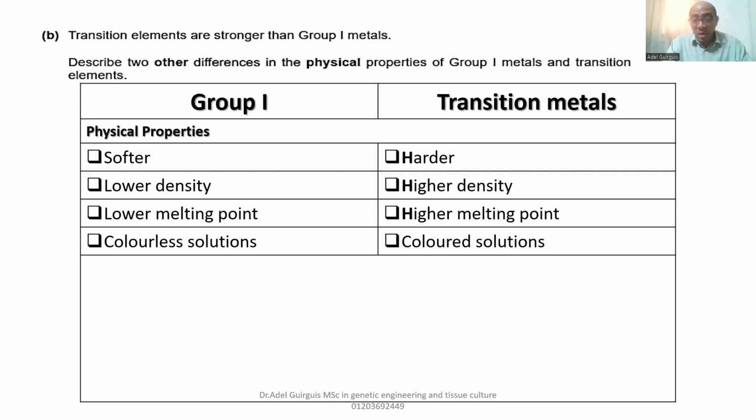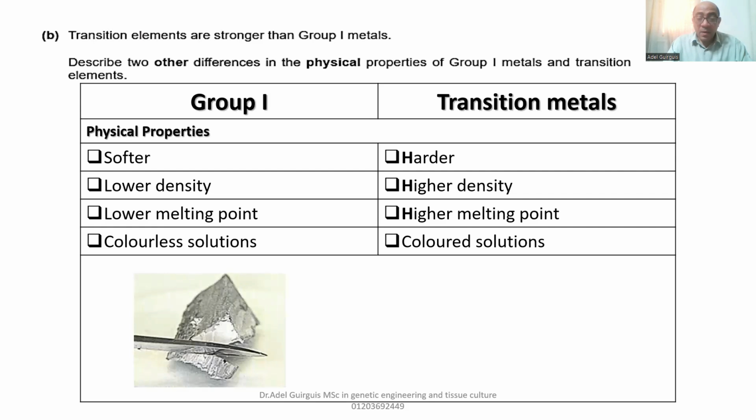All they are colorless. What about transition metals? They are harder, higher densities, higher melting points, colored solutions. Look. What about softer here? Softer, we can cut a piece of sodium with a knife or even a sharp or hard fingernail. Okay. Look at the surface.